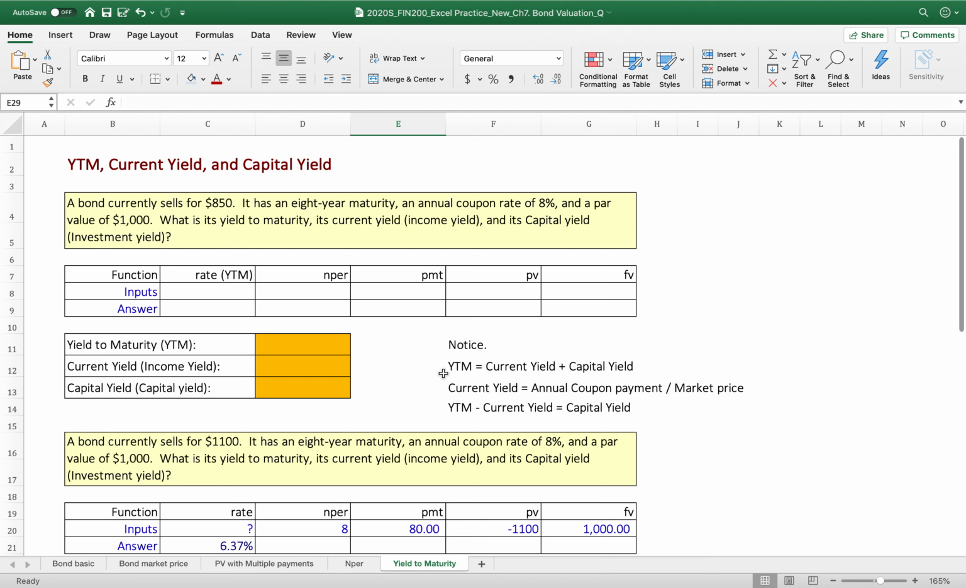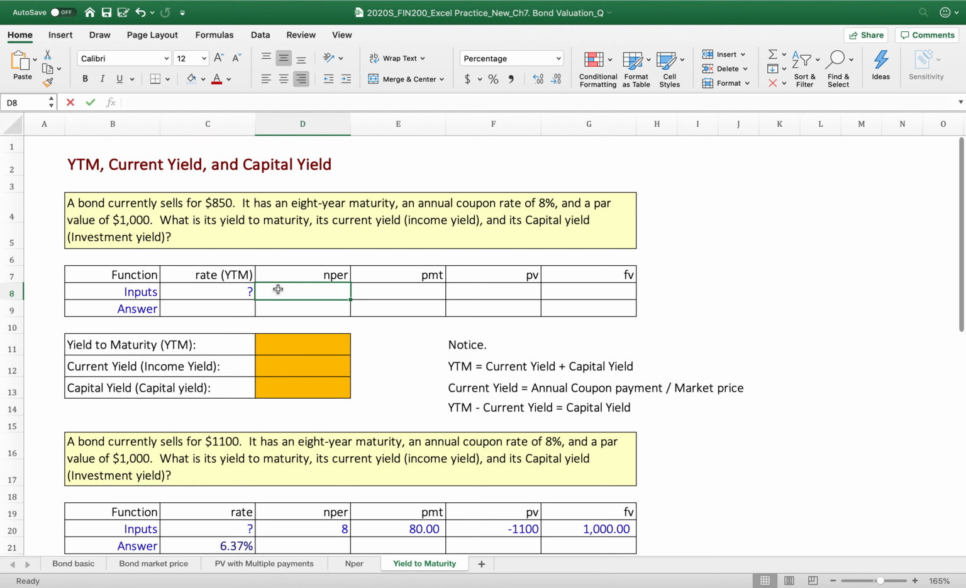As we learned during the class, the YTM is the current yield plus the capital yield. The current yield can be calculated as the annual coupon payment divided by the market price. The capital yield we can also get by transforming this formula: take the current yield to the other side, then YTM minus current yield is the capital yield. Okay, then let's put these inputs in the table.